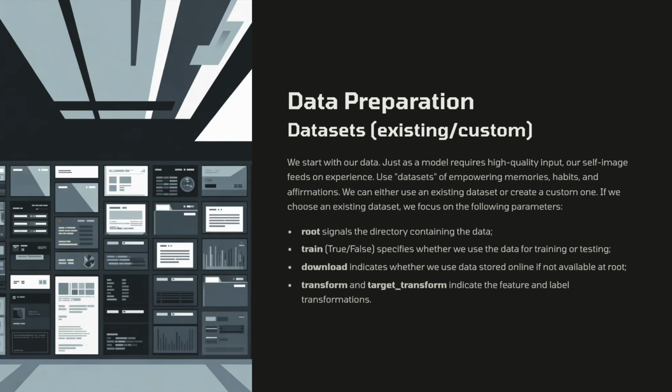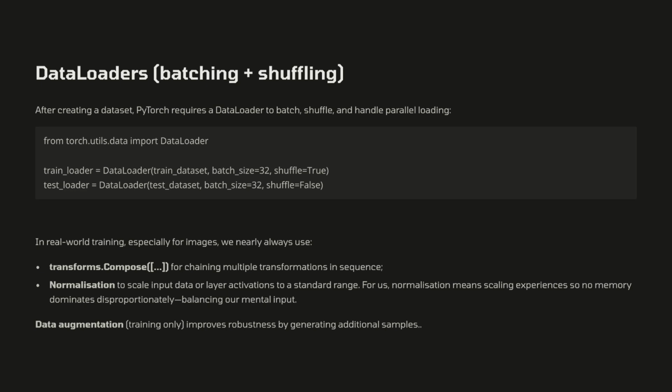These are the experiences we actively practice. Download indicates whether we use data stored online if not available at root. Transform and target. Transform indicates the feature and label transformations. The target reflects the self-image we want to achieve. After creating a dataset, PyTorch requires a data loader to batch, shuffle, and handle parallel loading.